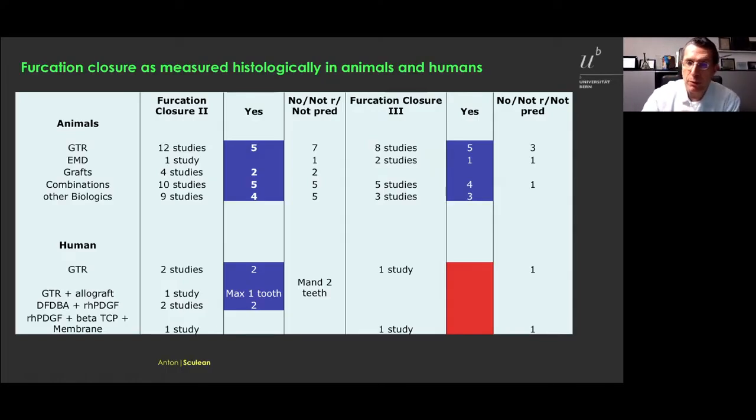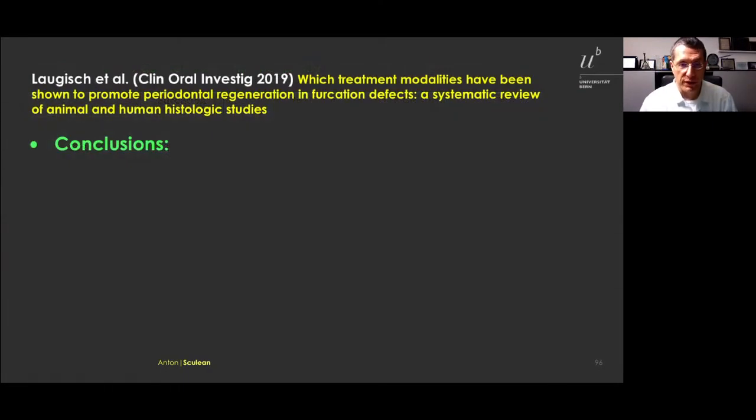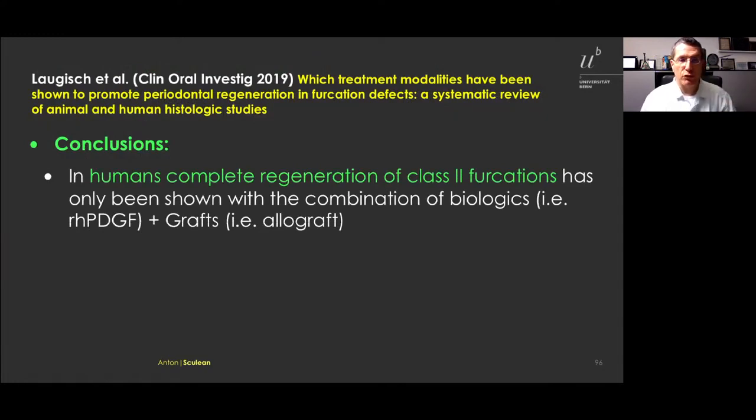So please observe what you can conclude from this slide is that a furcation class 2 is a suitable candidate in some cases for a regenerative therapy. However, a class 3 is not, it is a contraindication. What is the best modality to regenerate class 2 furcation in humans? It is a combination. The best outcome was obtained with a combination of a biologic material like PDGF and an allograft. Okay?